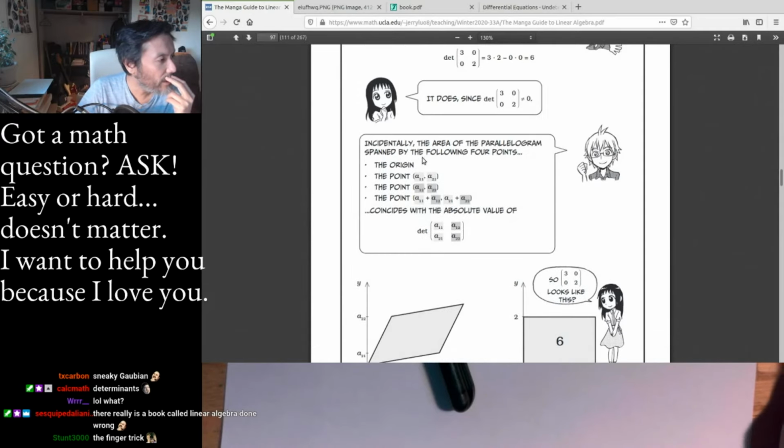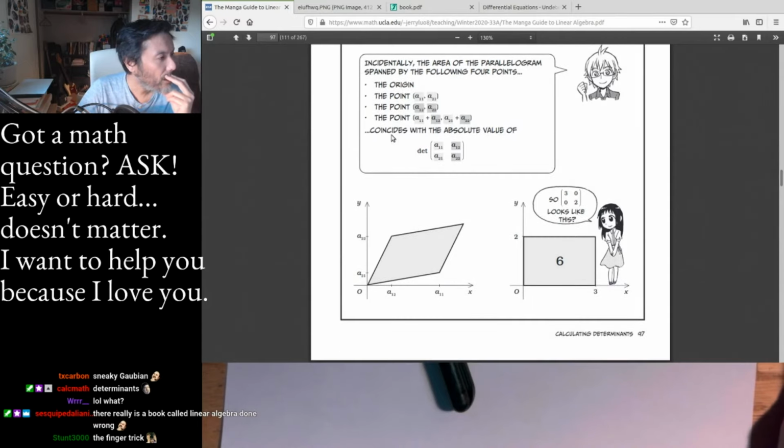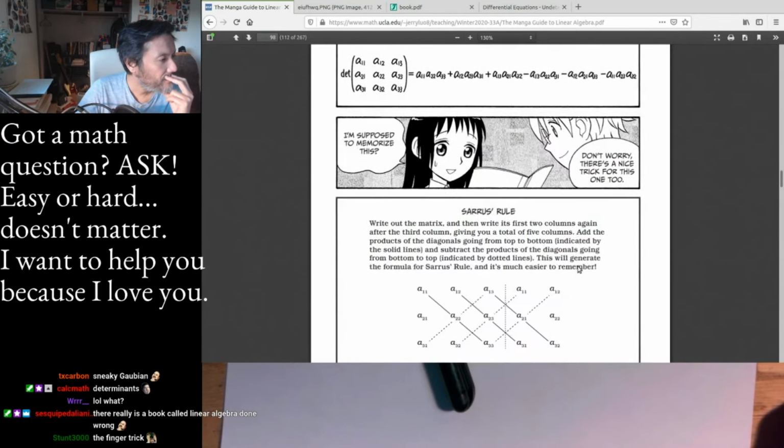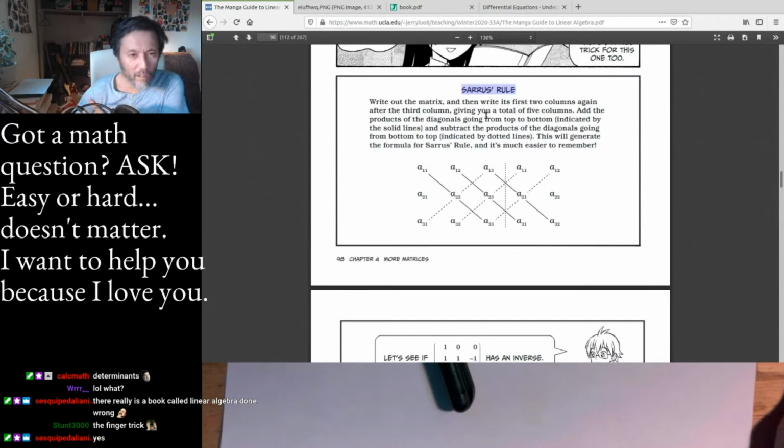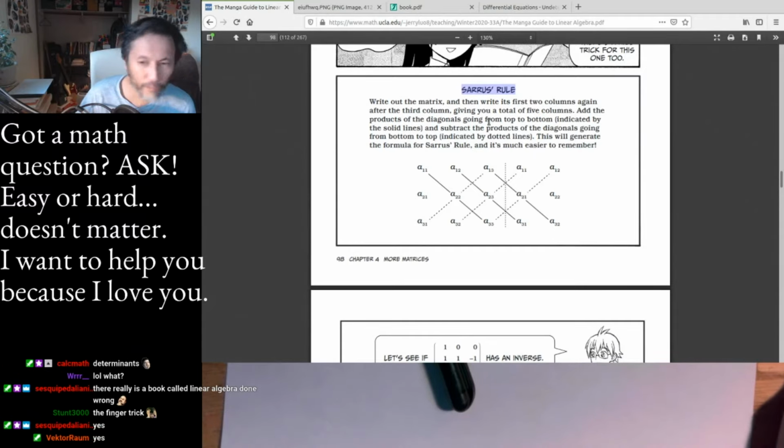Incidentally, the area of the parallelogram spanned by the following 4 points coincides with the absolute value of the determinant. This is called Sarrus's rule? Sarrus's rule. Has anybody ever heard of this in their life? I've never heard of that. I don't know who Sarrus is. I've never heard this before.